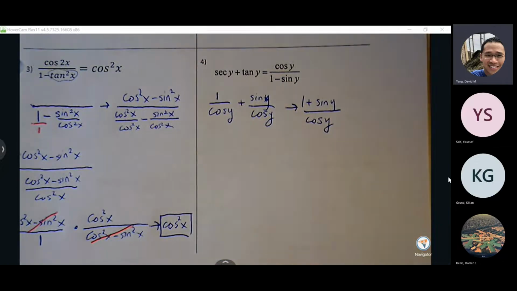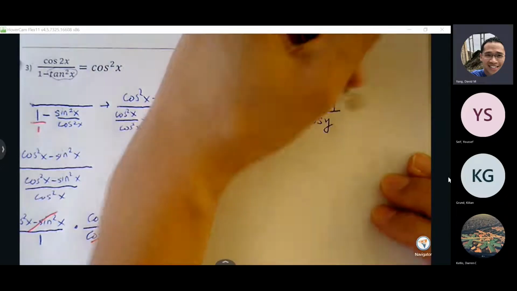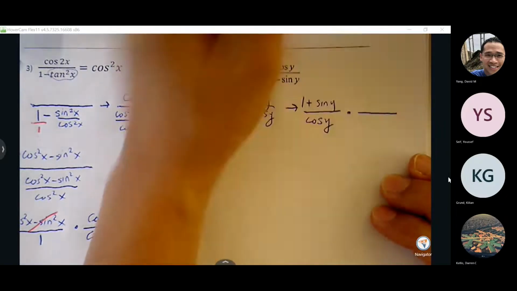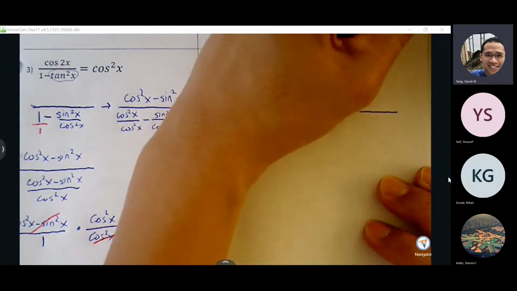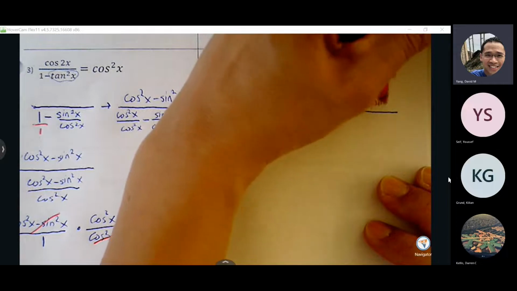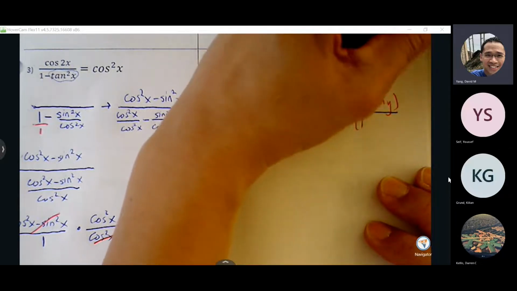So either one will get you to where you want to be, but it's just nice to be comfortable with both, right? It just gives you more tools, and the more tools you have, the faster you'll work, and the more efficient you'll be. But I'm going to choose the 1 minus sine y just for practice purposes. But you could multiply top and bottom by cosine y, and you're going to get the same result.